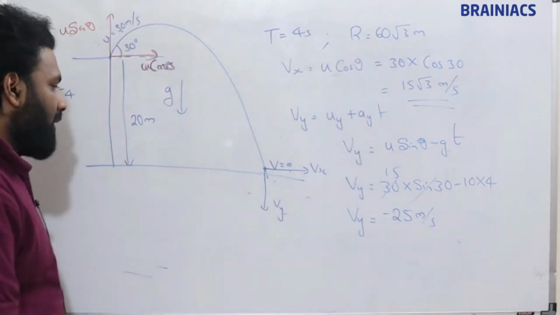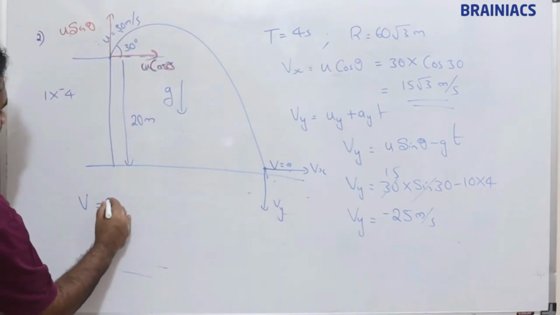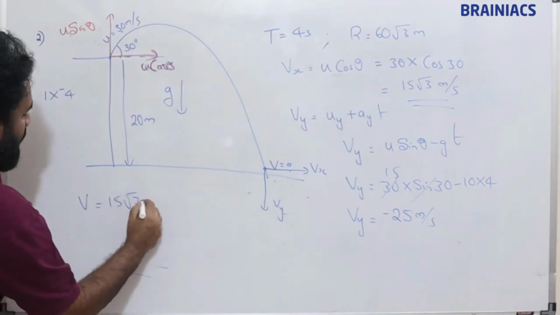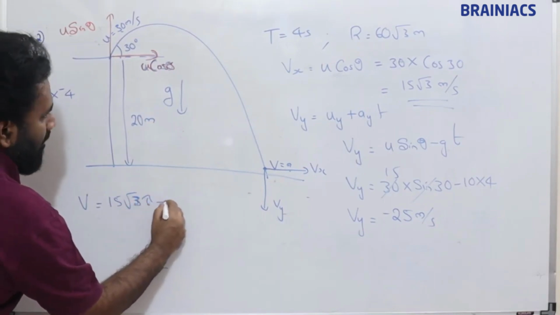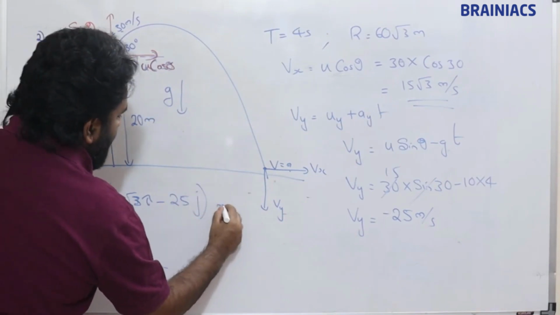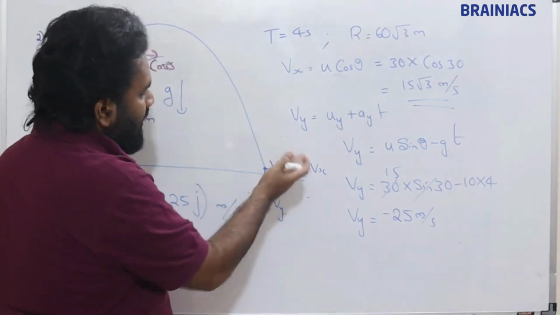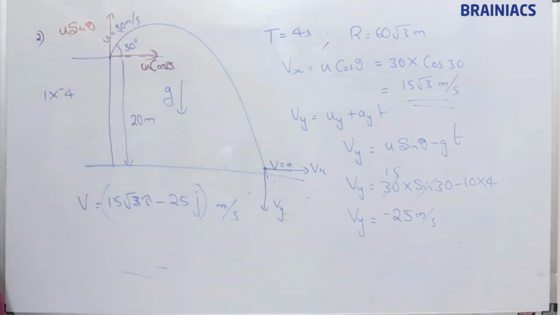Vx and Vy we got. So V is equal to 15 root 3 i minus 25 j in vector form. Okay, so this is the velocity. If we need, we can find the magnitude, we can find the theta, everything can be found. Clear?